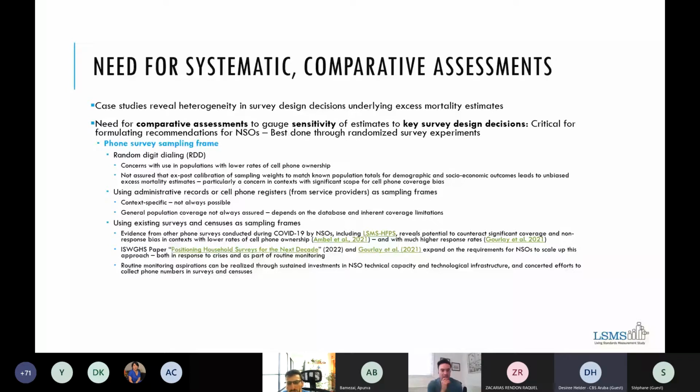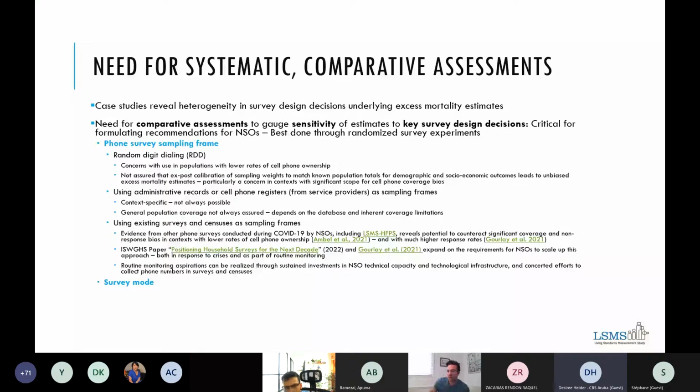It can be realized only through sustained investments in NSOs, both the technical capacity and technological infrastructure. And we really need to be systematic about collecting phone numbers in surveys and censuses to be able to leverage this approach to counteract some of the coverage and non-response biases that are typically associated with phone surveys.